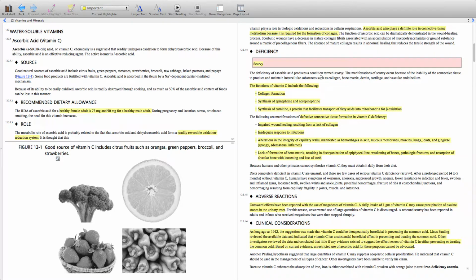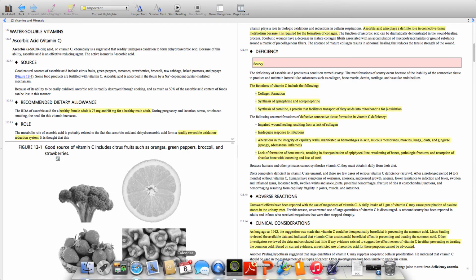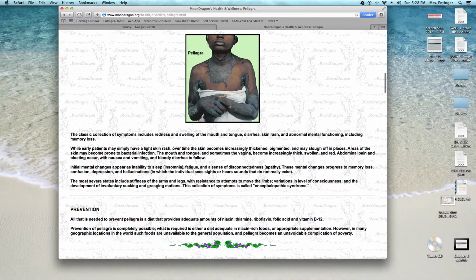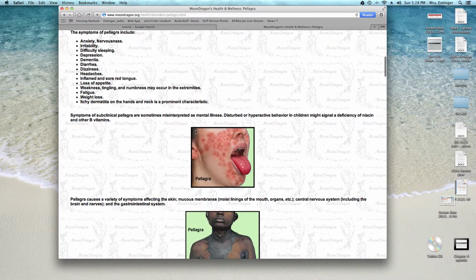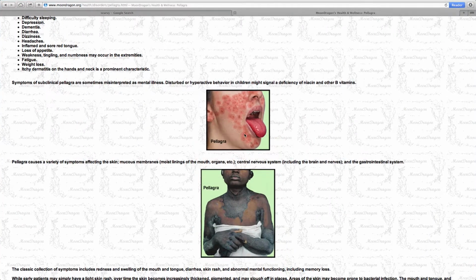The deficiency is scurvy, and I have actually pulled up scurvy so you can see it. I don't know if I can get this picture any bigger. But you can see here the tongue is real red. Look at these patches here. Sometimes it's interpreted as mental illness.